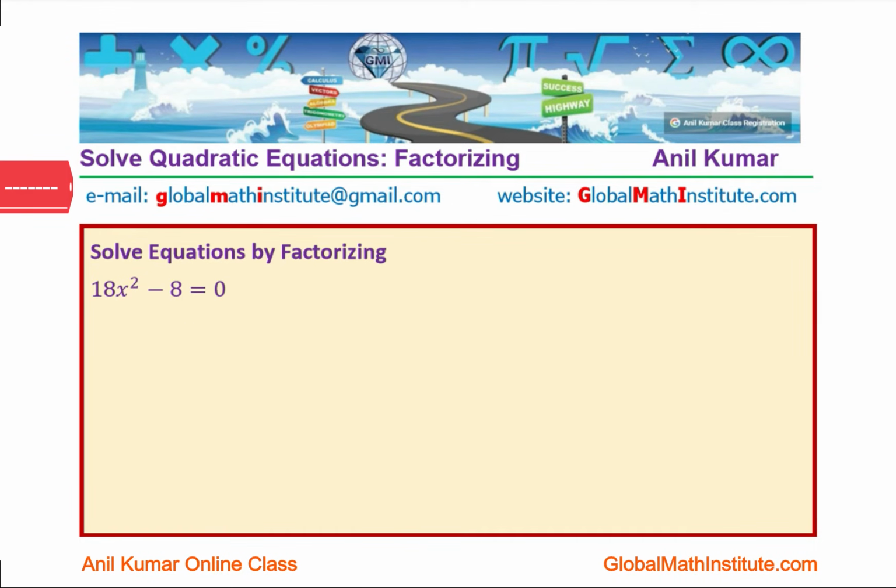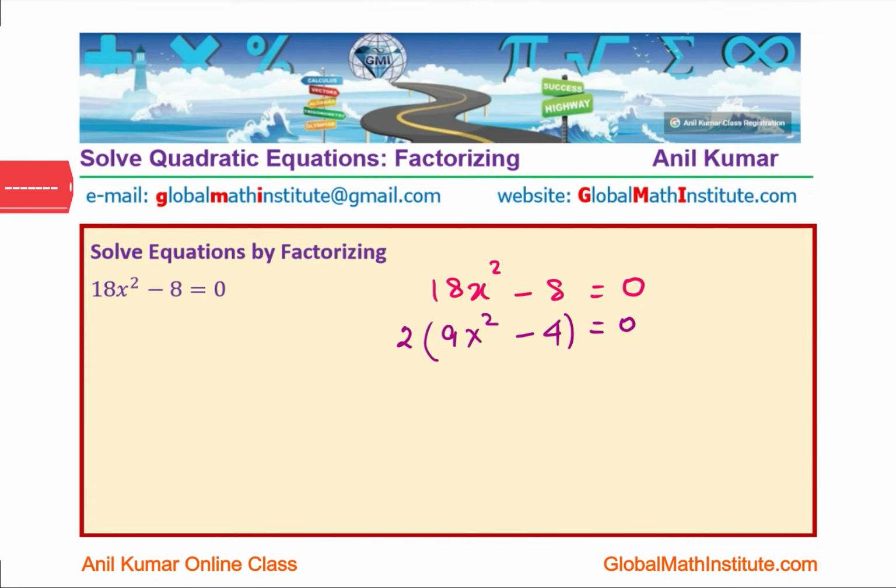The next example here is a binomial, right? So let me rewrite this. We have 18x squared minus 8 equals to 0. Now this is not, 8 is not a perfect square. How will you factorize this? Well, we do see a common factor. So identify the common factor, which in this case is 2. So we can first factor out 2. That gives you 9x squared minus 4 equals to 0.